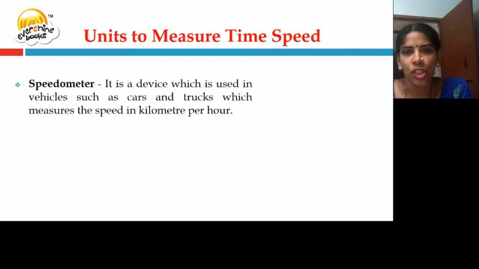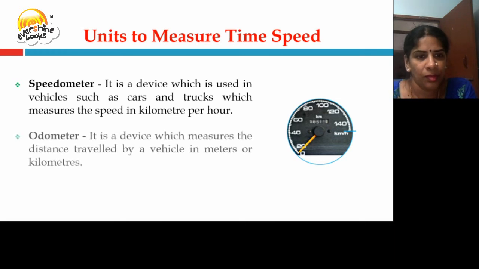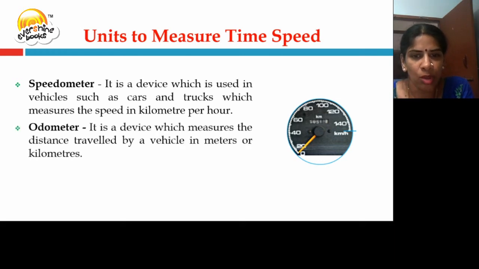We have another measurement device to calculate the speed. It is a device which is used in vehicles such as cars and trucks to measure the speed in kilometer per hour. There is another device known as an odometer which measures the distance travelled by a vehicle in meters and kilometers.